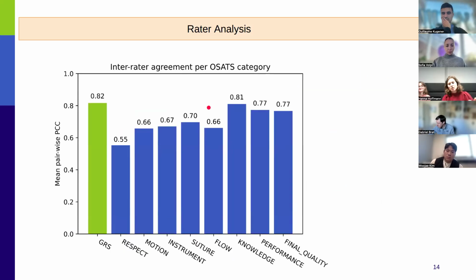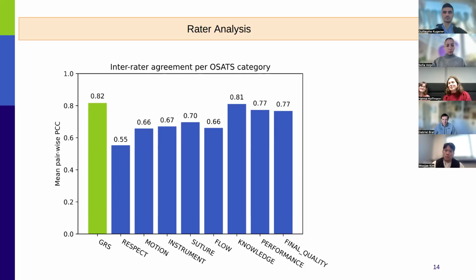And we also looked at the individual rater agreement for each category, and for certain categories it's expected that they have lower agreement, for example respect, where the definition is kind of vague. Other categories like suture or final quality have higher agreement, which makes sense because I think the definition of them is more concrete, or it's just maybe easier to agree upon, essentially. What I think is really interesting from this, though, is that the knowledge category, which is short for knowledge of procedure, is actually the highest agreement category that we had.